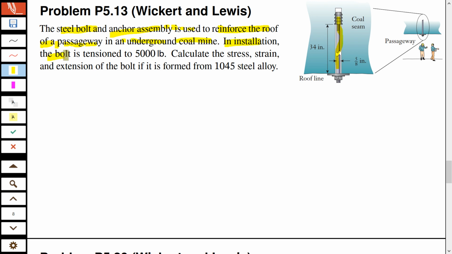In installation, the bolt is tensioned to 5,000 pounds. तो अब यहाँ पे अगर आप tensile force show करना चाहते हैं तो आप you can write it P and P, yeah, and you can write P equals 5,000 pounds. Cross section given है. Calculate the stress, strain and extension of the bolt if it is formed from this steel alloy.